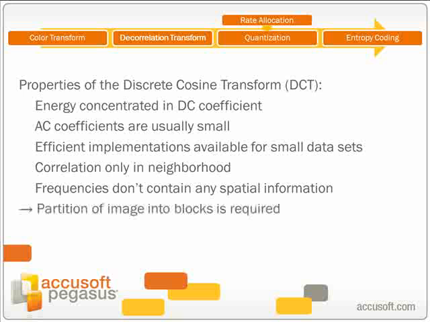Number 3 is that the frequencies don't tell you anything about the location of that frequency. Thus, you do know how much of a frequency in a dataset occurs, but not where in the image that frequency occurs. JPEG, which uses the DCT for decorrelation, deals with those problems by splitting up the image in blocks of 8x8 pixels that are transformed independently.